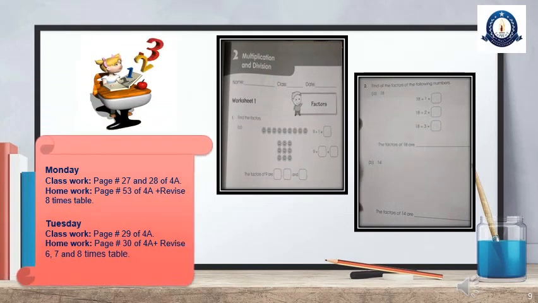Let's see how to do classwork and homework pages of Monday and Tuesday. Look at Monday's work. Classwork: do page number 27 and 28 of 4A. Homework is do page number 53 of 4A plus revise 8 times table. Tables you will revise every day. First come on homework page. Homework page is 53.